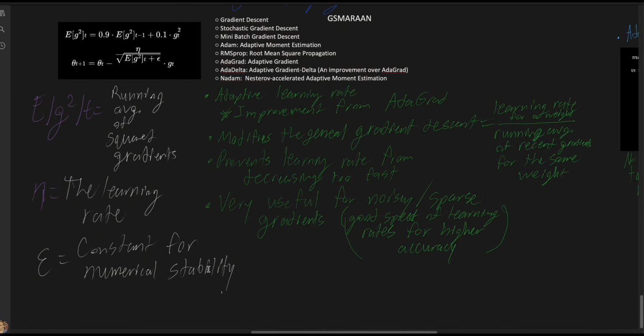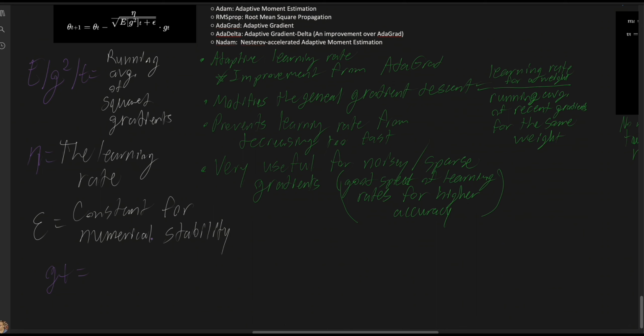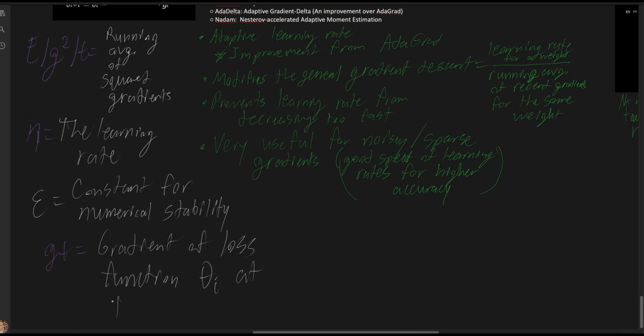And g of t, which equals the gradient of the loss function with respect to the input vector, represented by theta, at time step t.